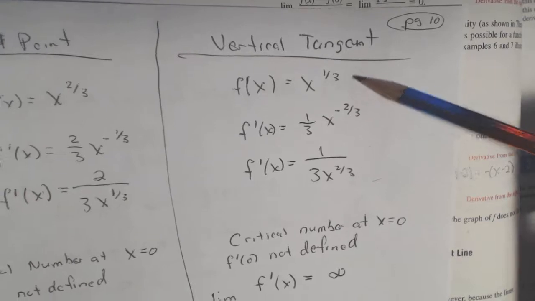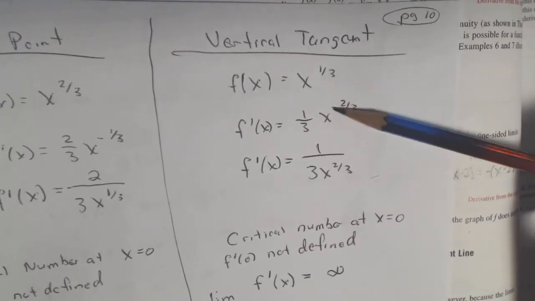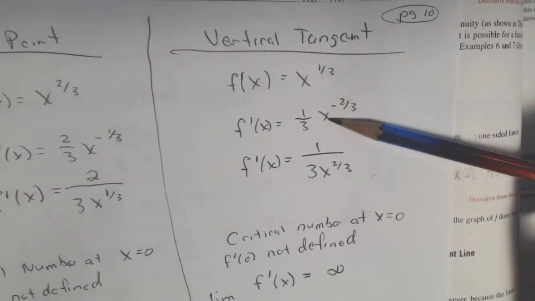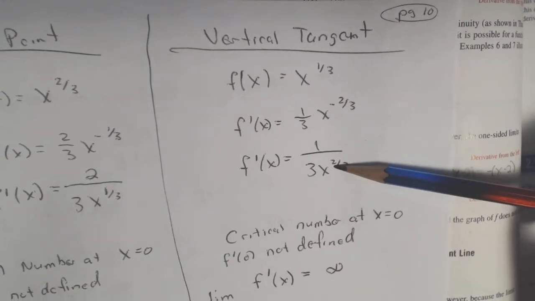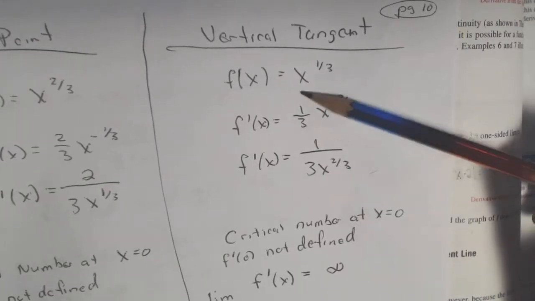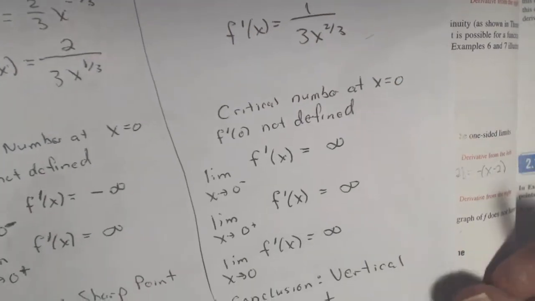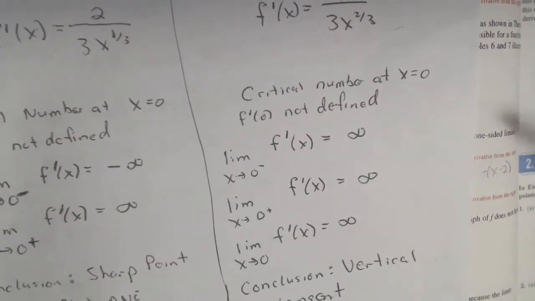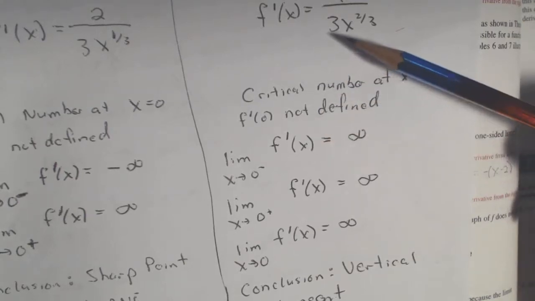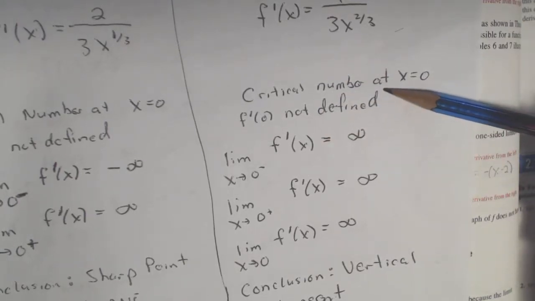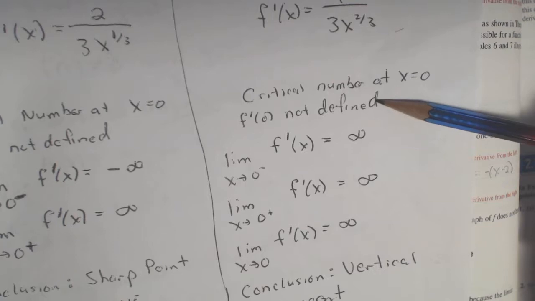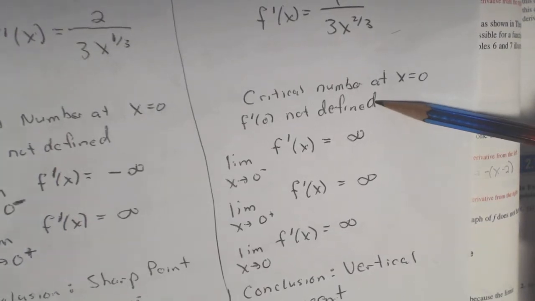Okay, vertical tangent. How do I know that occurs? Same process. Here's x to the 1/3. I've taken the derivative. It's that. Now, I've got a critical number. It's not an asymptote because the function's well defined there. So f prime of 0 is not defined. That's why it's a critical number.